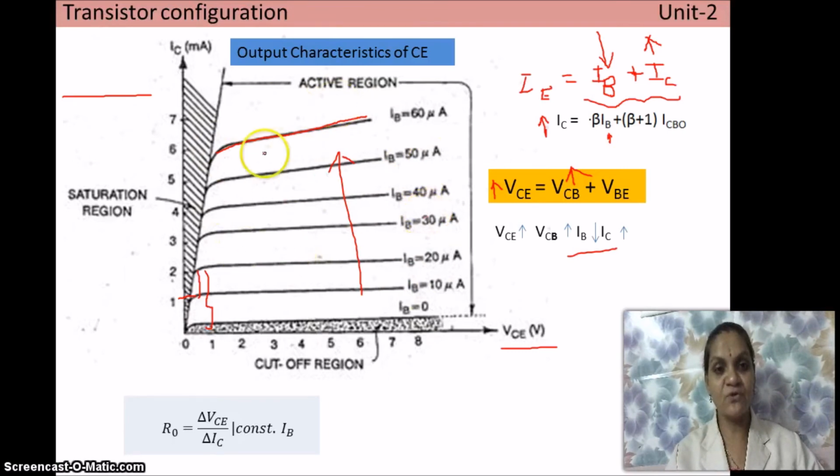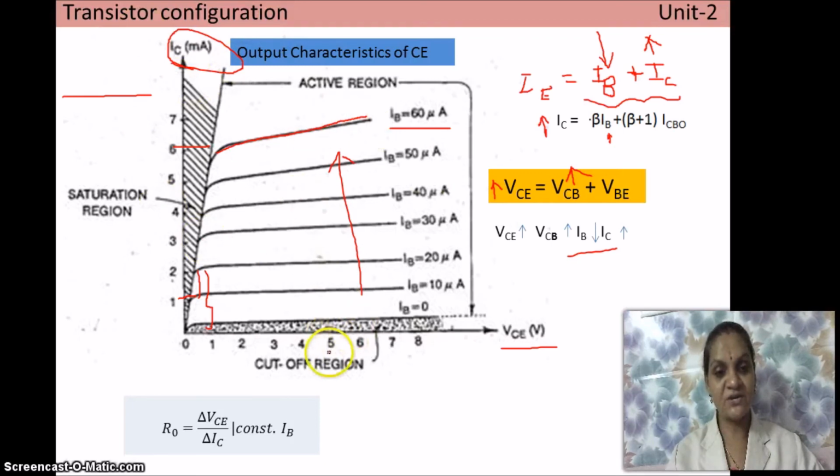This region of operation we call the active region, because in this region, when you observe, the input current is in terms of microamperes, whereas the output current you are getting is in terms of milliamperes. So actually the amplification takes place from microamperes to milliamperes here. That is the main reason why the common emitter transistor is widely used for amplification purposes. So for amplification, we have to use the transistor in the active region.